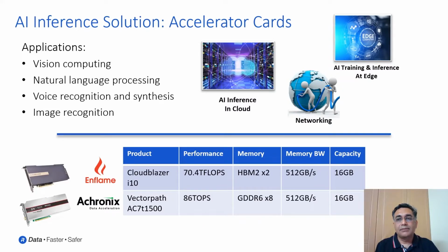Here are a couple of examples of AI inference solutions. Looking at memory used, we see two choices. One uses two HBM2 devices to get half terabyte per second system bandwidth and 16 GB of capacity, while the other uses 8 GDDR6 DRAM devices to get similar bandwidth and capacity.